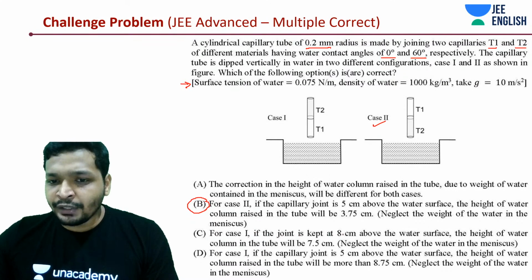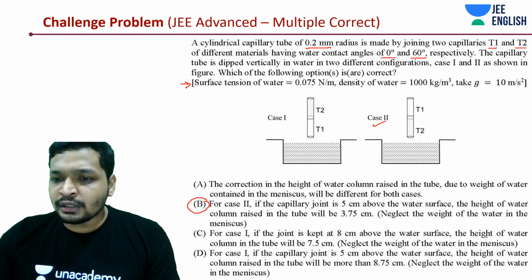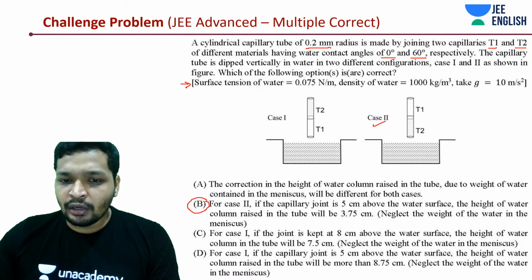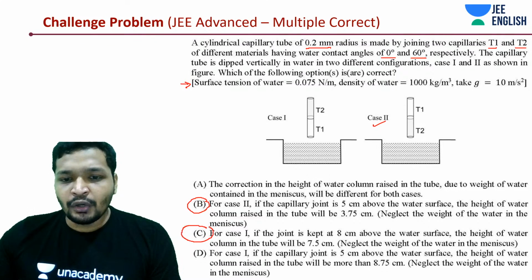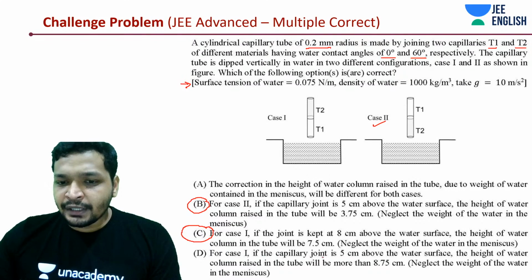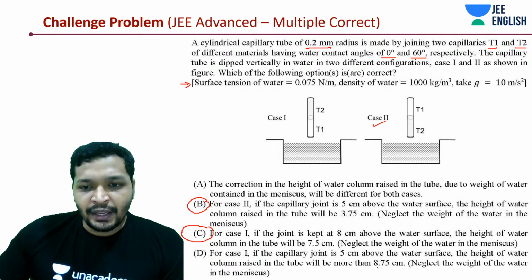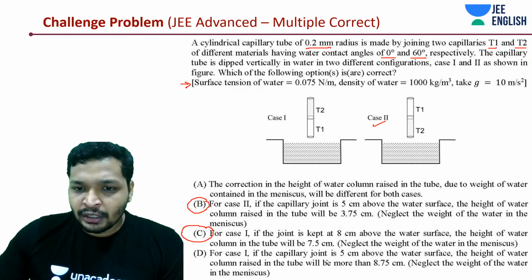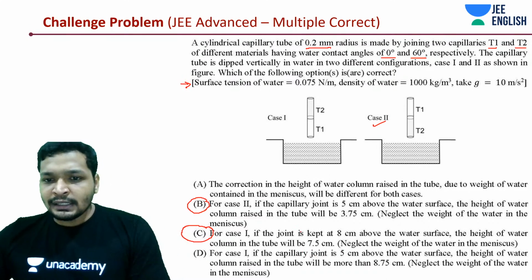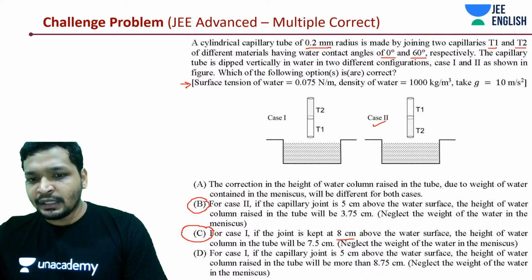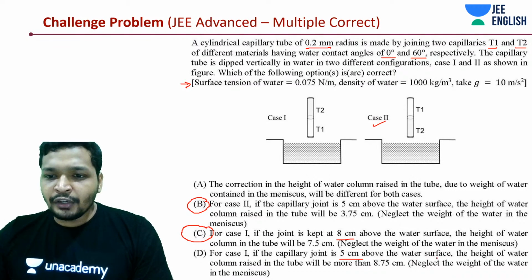Next one, case 1. For case 1, if the joint is kept 8 centimeters above the water surface, the height of the water column in the tube will be 7.5 centimeters. We need to again calculate it. We don't know yet. And for case 1, if the capillary joint is 5 centimeters above the water surface, the height of the water raised in the tube will be more than 8.75 centimeters. So again, talking about case 1: one is where it is kept at 8 centimeters, one is where it is kept at 5 centimeters above the water level. We need to calculate both these things.